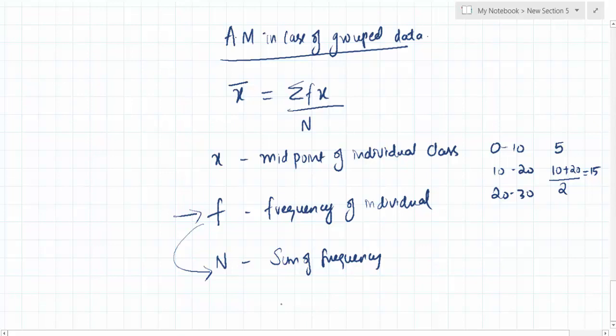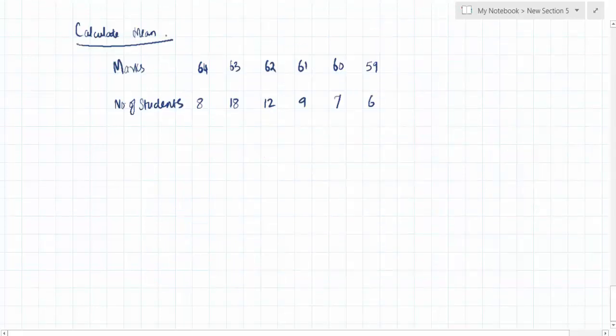And once you have all this data, you will be able to find the mean when you have group data, and for that you need this information. So let's take one simple example to understand that. Let's look at this example. This example is an example for group data, because here you have information about the marks and the number of students.